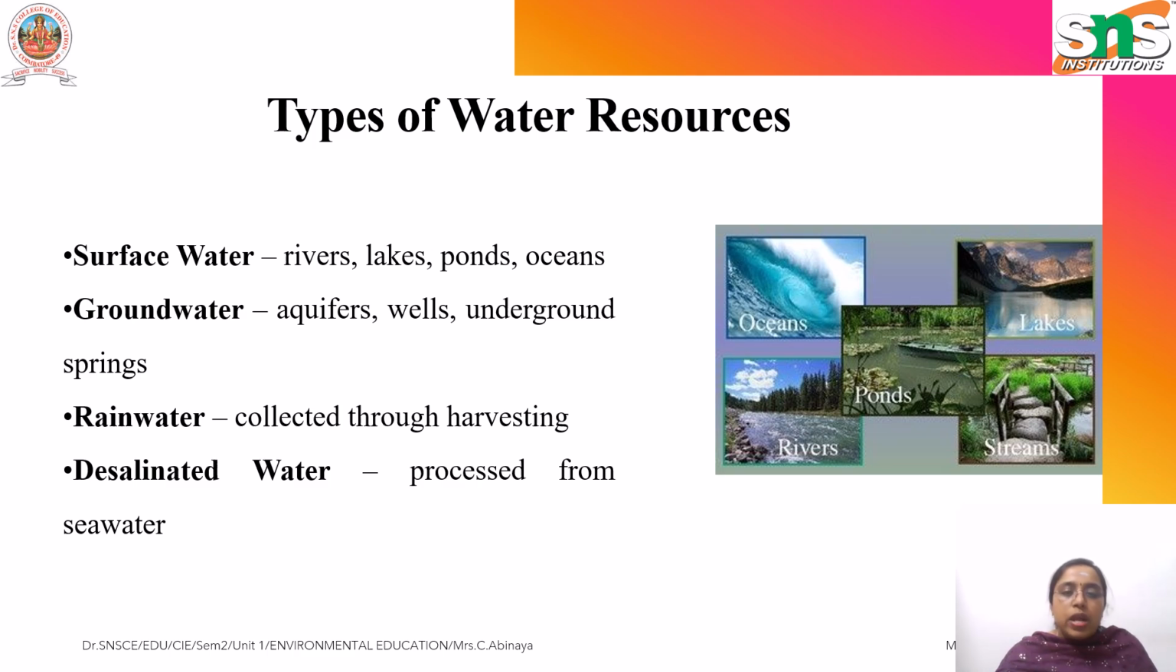Rainwater. Rainwater is the water that we get directly from precipitation, from the clouds. It is free and renewable, and it can be collected using rainwater harvesting systems. Desalinated water. This is the water obtained by removing the salt content from seawater, and it is used in coastal areas and water scarce countries.